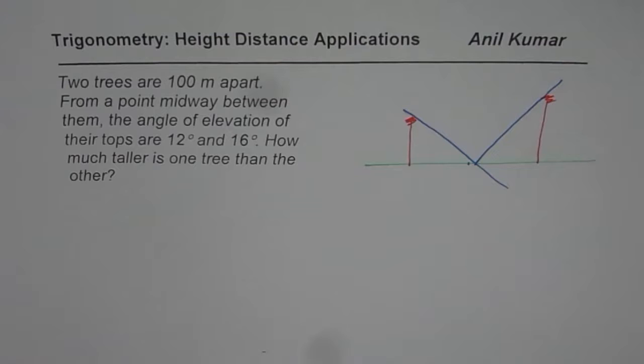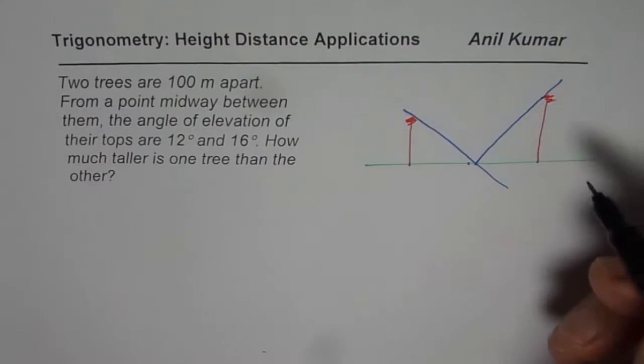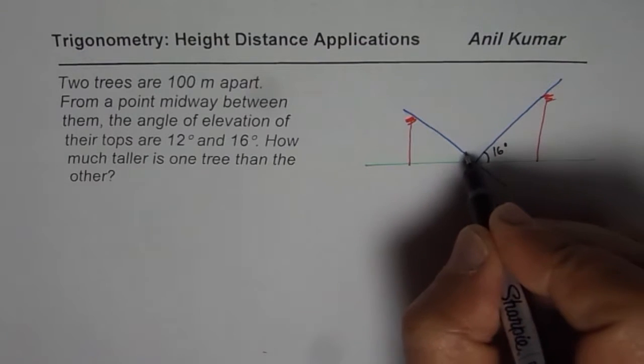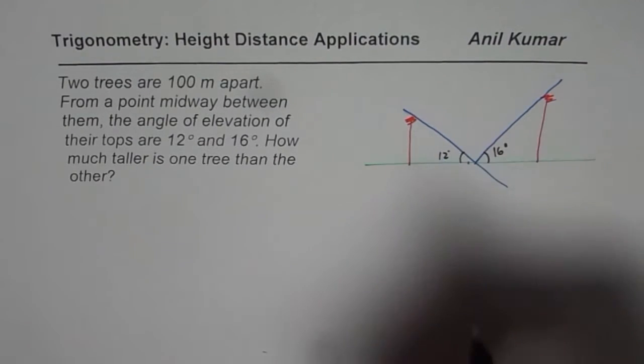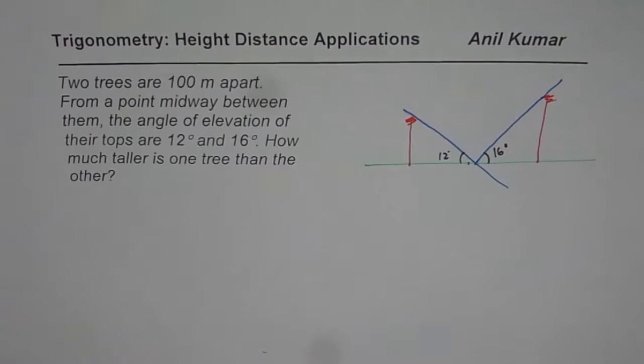In this particular situation, the angles of elevation are 12 and 16 degrees. The taller tree will have the larger angle, so it will be 16 degrees here and 12 there. Now, how much taller is one tree than the other? That is the question.